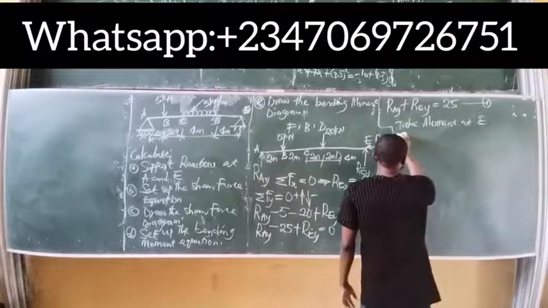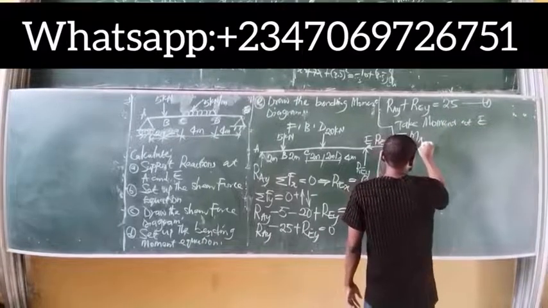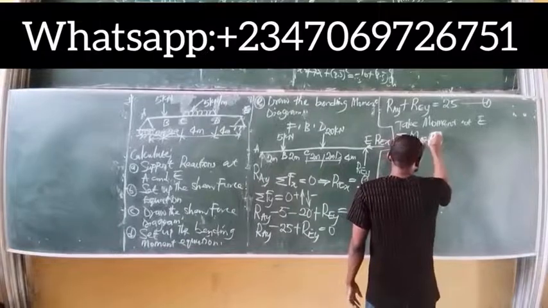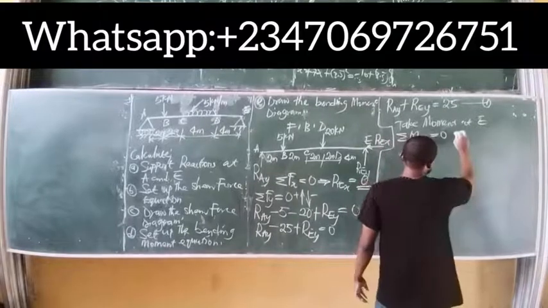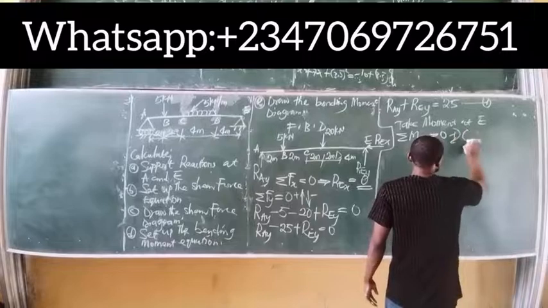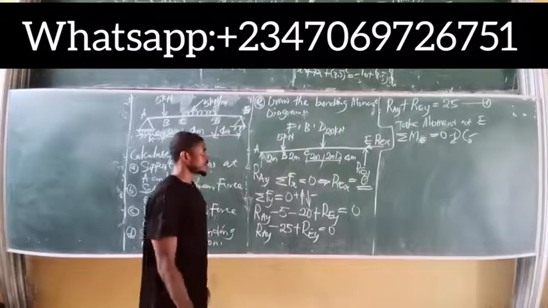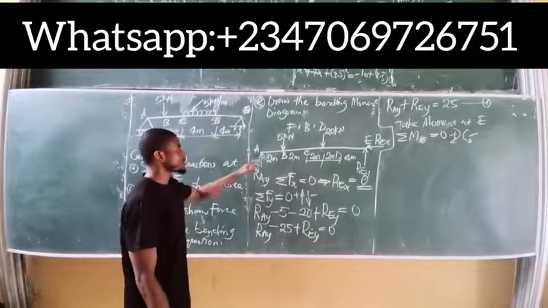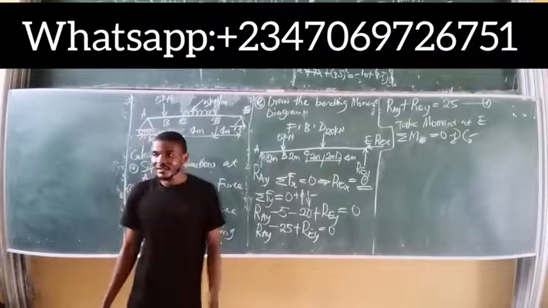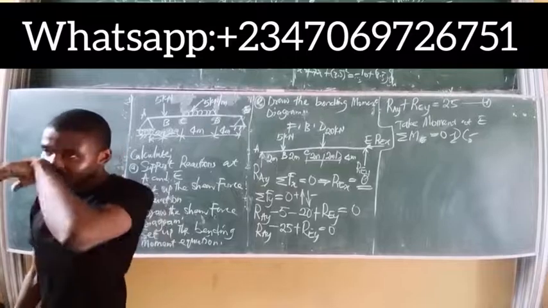Okay, and we know that summation of moments at point E from equilibrium law is equal to what? 0. So let's consider clockwise to be positive, anti-clockwise going to be negative. Excuse me, sir. Yes. Why are we taking moment at point E instead of point A? You can take moment at point A, you have the same answer. Take moment at any point, you have the same answer.